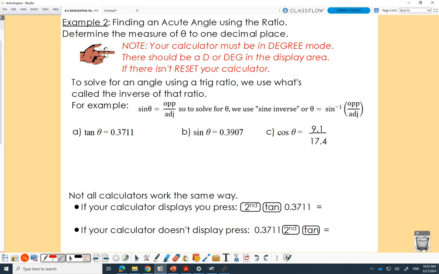Now, your calculator will do the reverse for you. It also finds acute angles. Again, we must be in degree mode. To solve for an angle in a trig ratio, use what's called the inverse. And by inverse, I mean, yes, inverse.